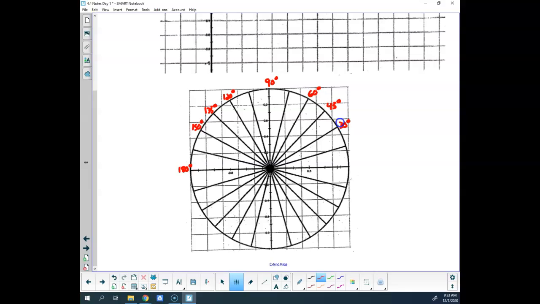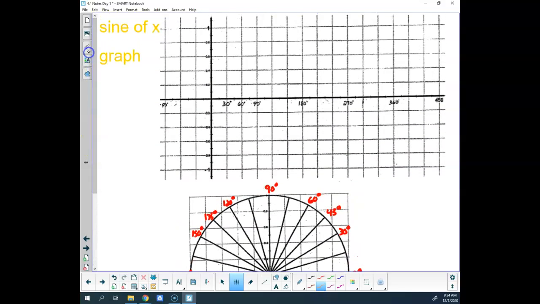Okay? So what we need is the y value. Grab one of those packets, and then grab a piece of spaghetti out of the bin right there. First off, at 0 degrees, our y value is 0, right? So I'm going to go back up here and say at 0 degrees, my y value is 0.